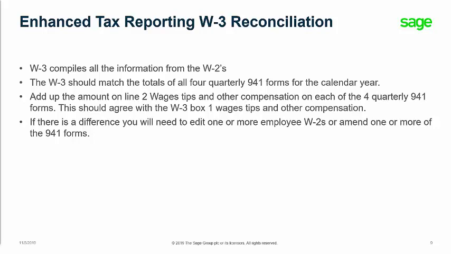Again, if one or more of the 941s was filed with incorrect information, you will need to amend the 941 form. If the 941 forms are correct and you need to edit the totals, you can do that on the Enhanced Tax Reporting grid. It is best to make sure these agree now. If they don't, you will get a notice from the IRS a few months down the line that there is a difference, and then you will have to address the difference then. So be sure to reconcile this information before submitting the W-2s.